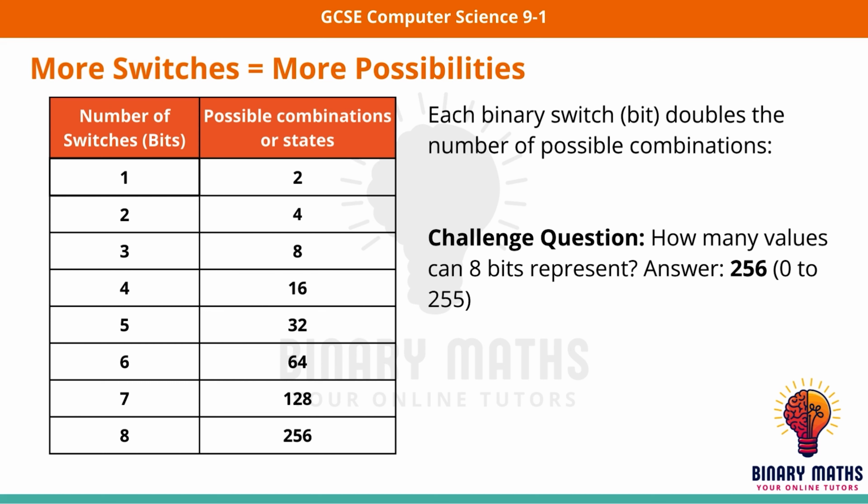So to put it simply, as the number of switches increases by 1, as we can see on the left-hand side, so 1 to 8, we can see on the right-hand side that the possible combinations of states doubles each time with an increase of a switch.